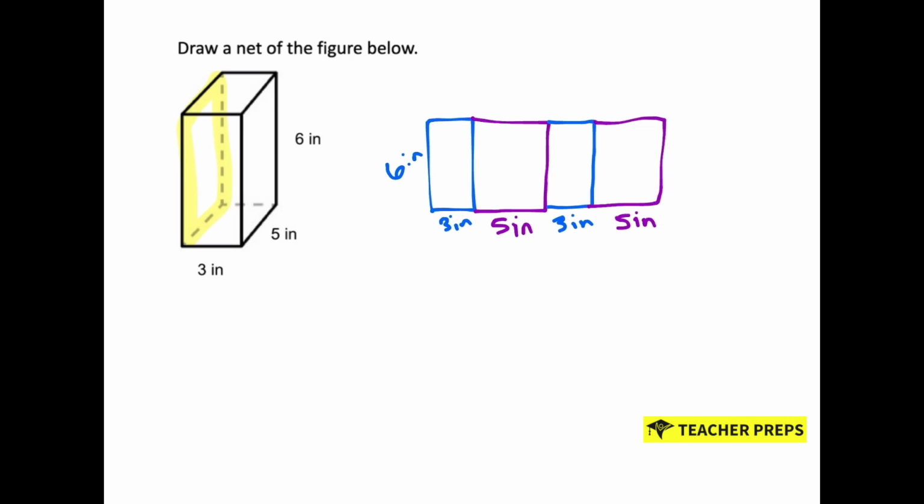Now that we've gone through all the faces, we can go through the bases. This shape has two bases, one on the bottom and one on the top. They're the same size and have the same height and width. So we can draw a rectangle on the top and a rectangle on the bottom. The length and width of that rectangle is 3 inches by 5 inches. And now we have our net. We have a two-dimensional flat image of our three-dimensional shape.